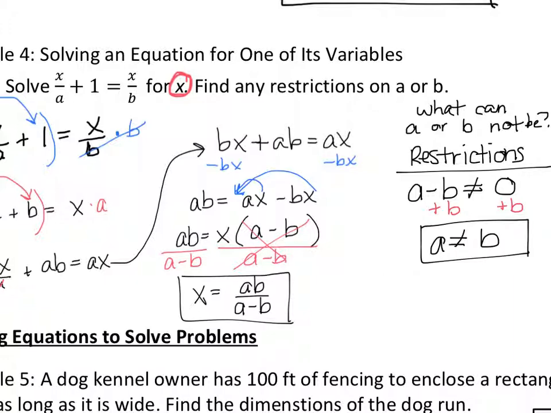If A equaled B, so say they're both 1, 1 minus 1 equals 0. Or both 300, 300 minus 300 equals 0. So that is when the problem doesn't work. So we have to write that down.